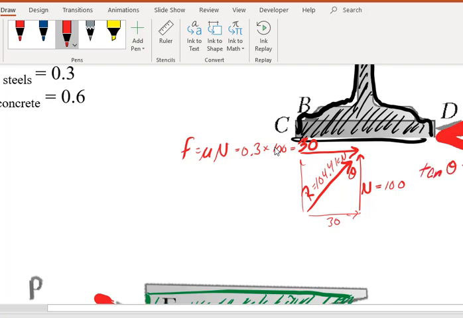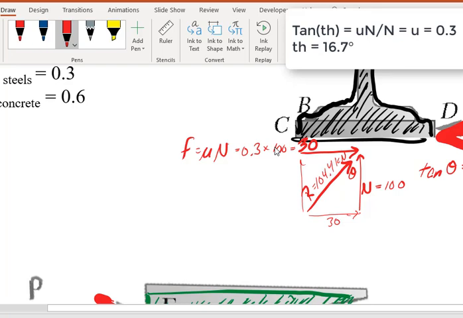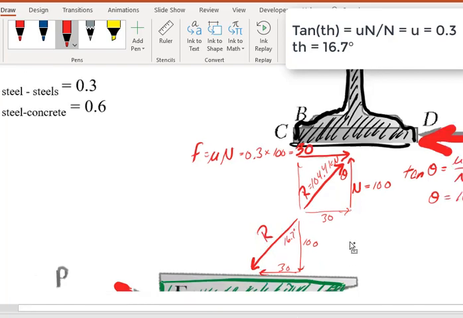And you can get the angle that it's acting at. Remember tan theta is equal to mu N over N, or mu, so the angle in this case is going to be 16.7 degrees. Equal and opposite forces are going on, so the resultant force pushing up on the I-beam is also pushing down on the wedge. So that same 100 force pushing up is now going down, and we have that 30 kilonewton friction force now pointing to the right on that wedge.